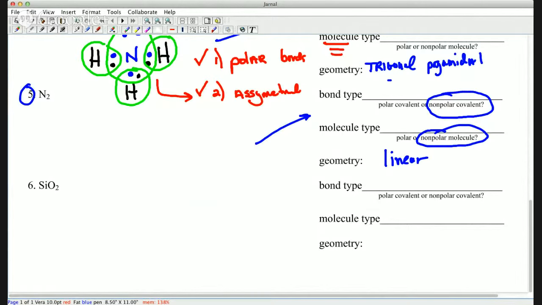Okay, now silicon is under carbon in the periodic table. So you should notice something. If silicon is here, right? It's under carbon, so it's going to make very similar chemical compounds. We did carbon dioxide yesterday. Well, silicon dioxide will be essentially the same.